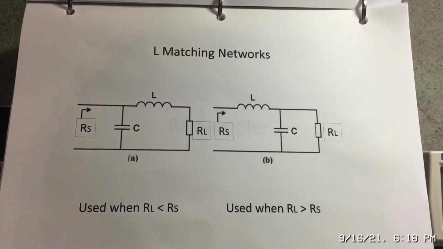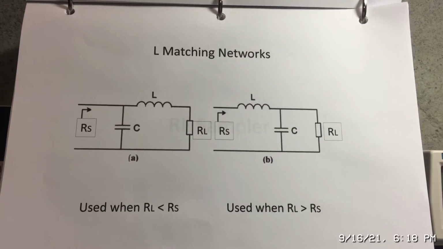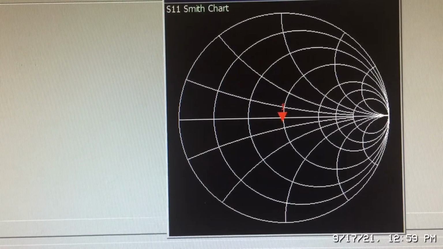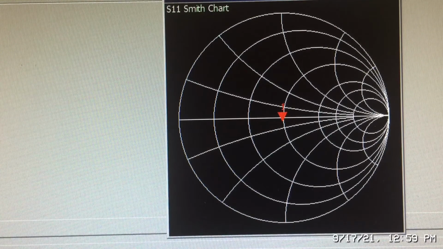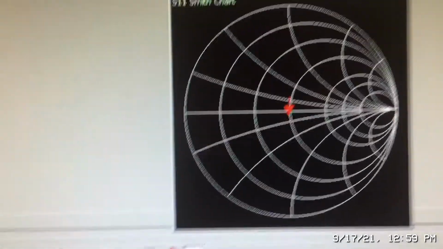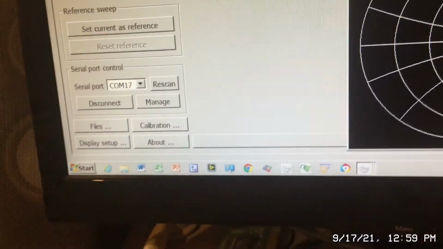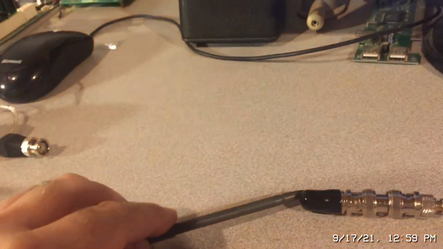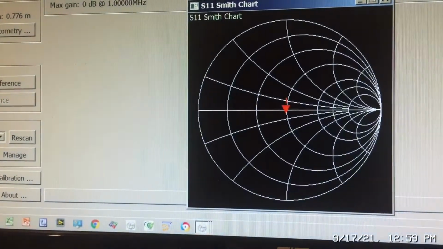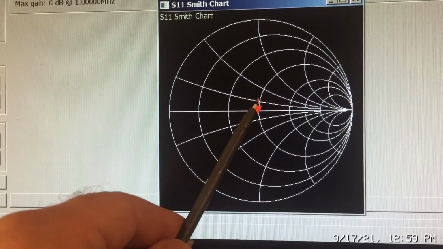So first, I'm going to start by looking at the impedance of just a 50 ohm load. So let me go ahead and set that up, and I'll be back in a minute. All right, so now I have the NanoVNA set up with my software, and I'm sweeping this from 1 megahertz to 50 megahertz, and I've got my 50 ohm dummy load connected, as you can see here. So basically we expect to be at the center of the Smith chart, which is also 50 ohms.